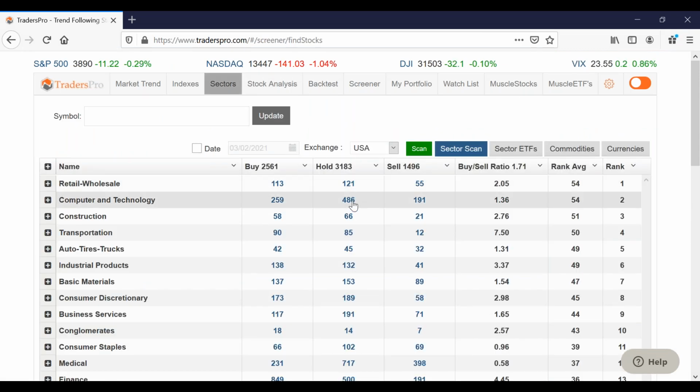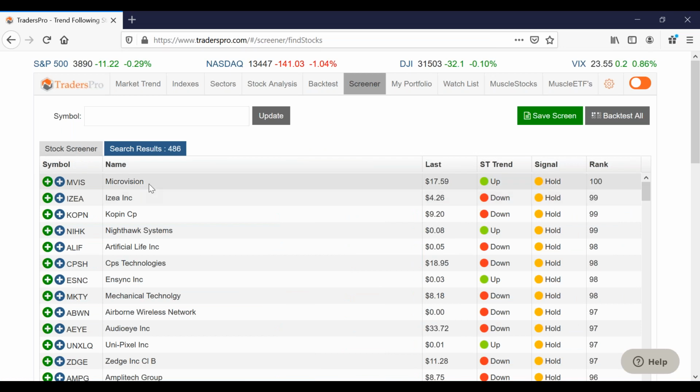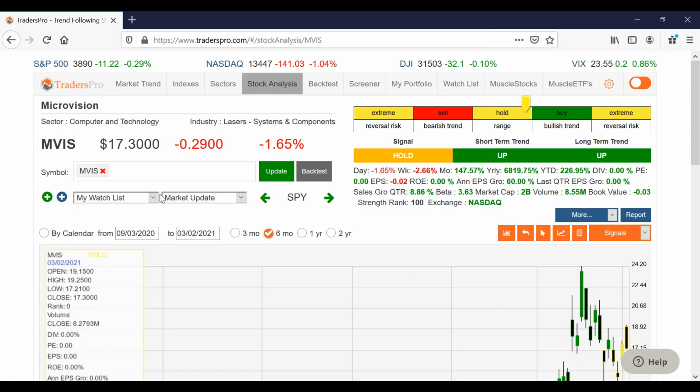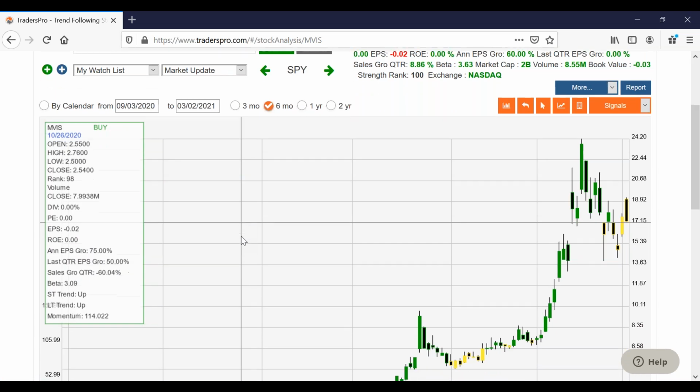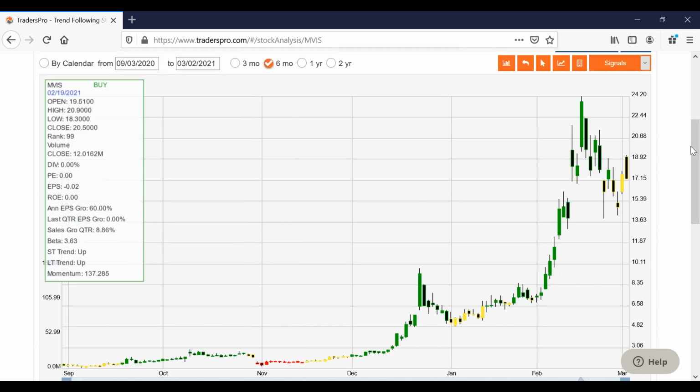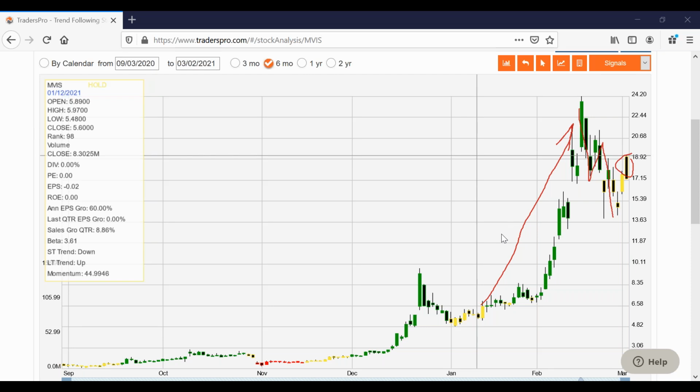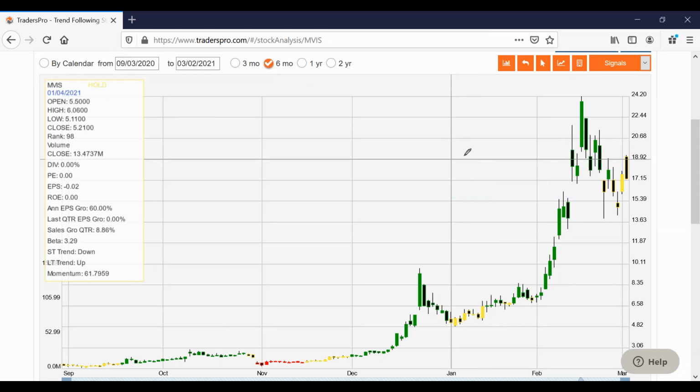Then in computer and technology, I like this MVIS. It's a 100 strength rank, and it's showing a nice correction, a nice pullback, after this really sharp move up right here. This looks like maybe wave A, wave B, wave C. It has a bearish reversal day today, though, so that's something to keep an eye on. It might not be done correcting. It still could have further to drop.